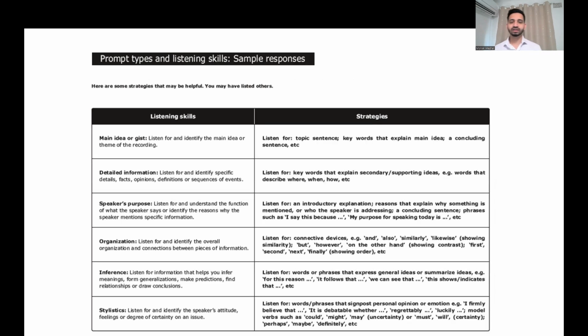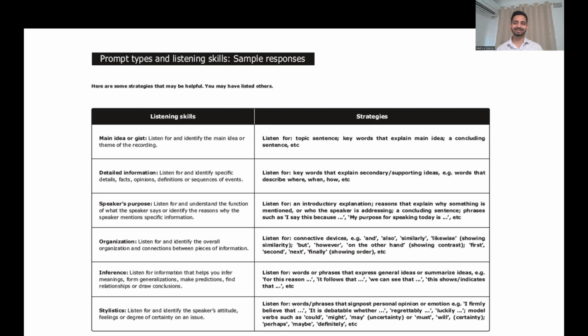Now let's look at some of the strategies that you can use for each one of these. For main idea and gist, we have to listen for the topic sentence. That's very, very important, that you look for what the topic of this is. Now, keywords that explain the main idea, you've got to look for those as well, the keywords.